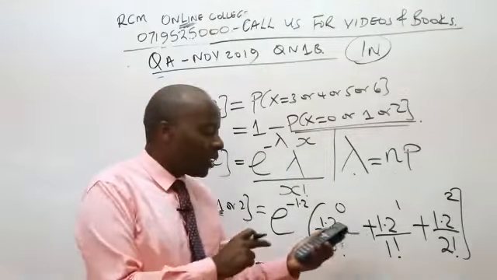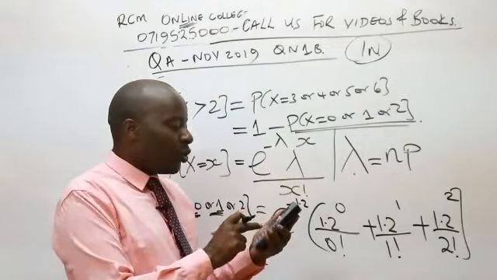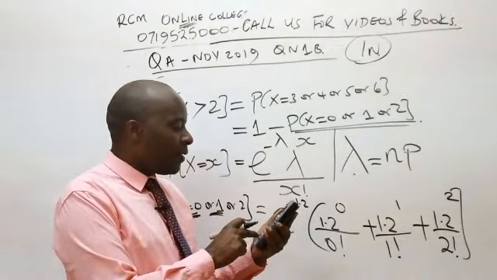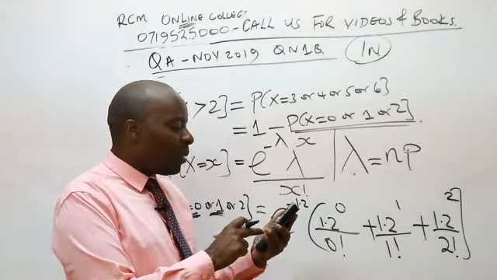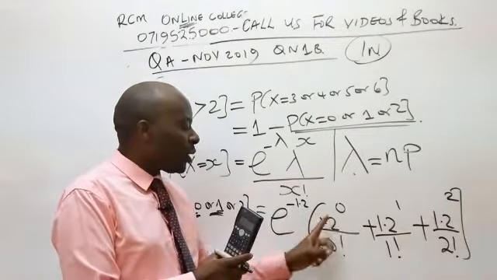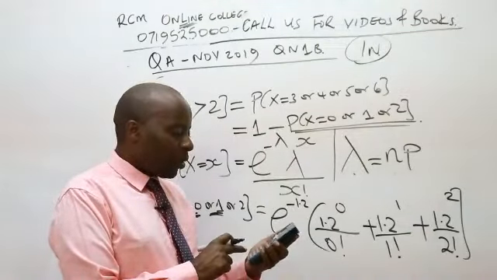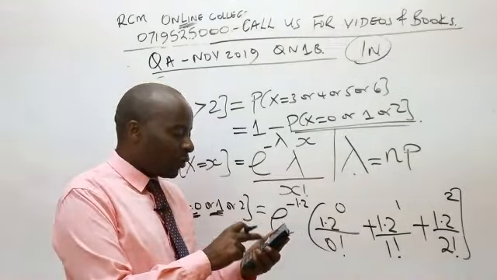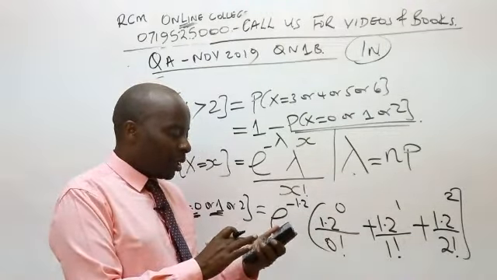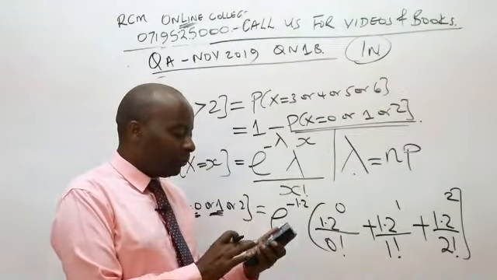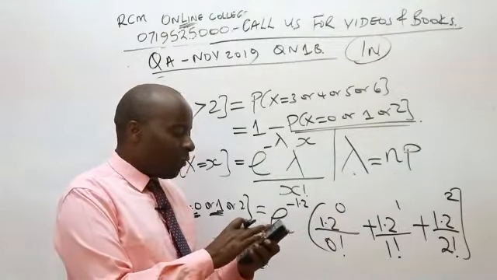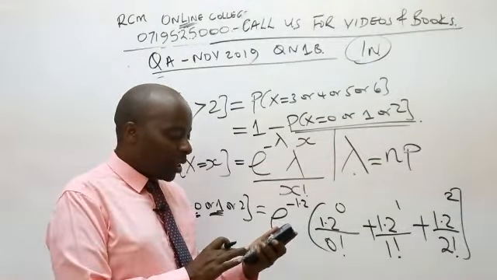Plus, ladies and gentlemen, I have to go back a little bit. This is supposed to be 1.2 raised to 0 all over 0 factorial. So shift like that. Plus, we have 1.2 raised to 1 divided by 1 factorial plus 1.2 squared divided by 2 factorial. Close brackets, you say equals.